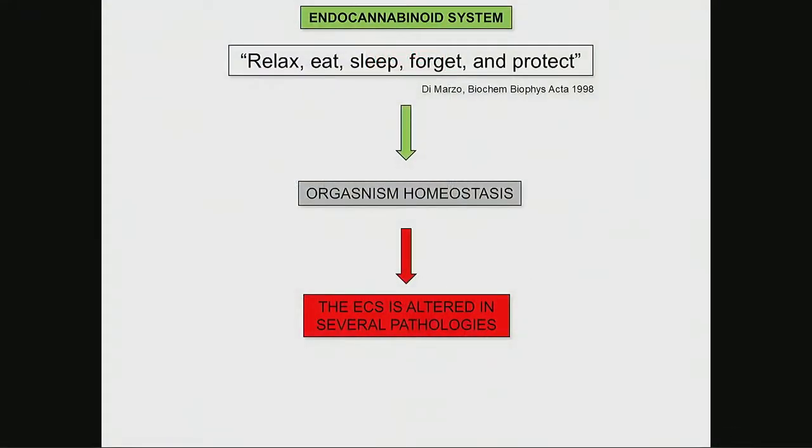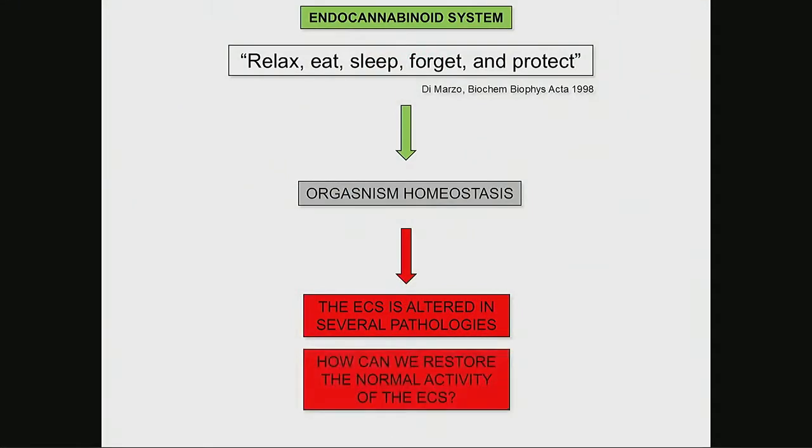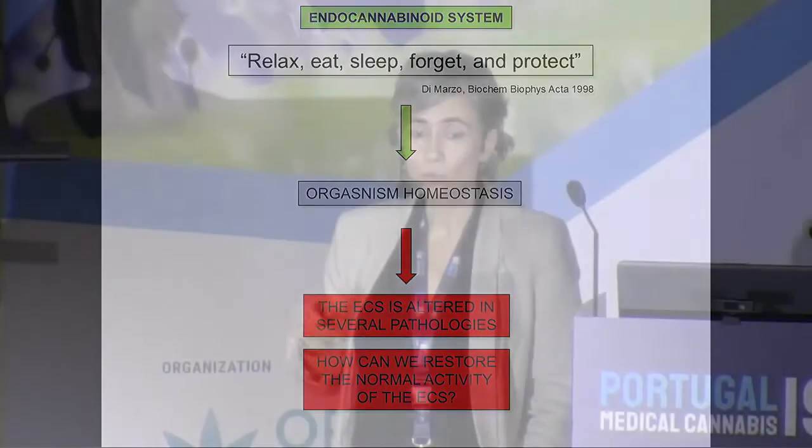So if the endocannabinoid system is altered in certain pathologies, how can we restore its normal activity to get a therapeutic benefit? Well, theoretically, we can follow two different approaches. The first one would be to block the endocannabinoid system. And this approach was followed by a company a few years ago.